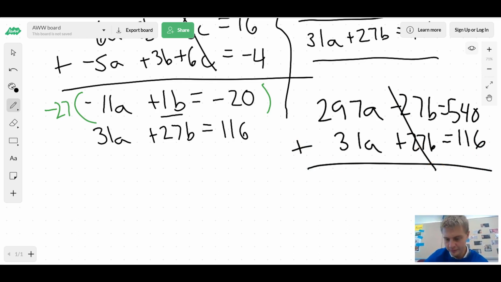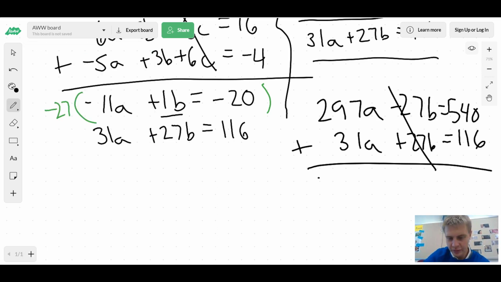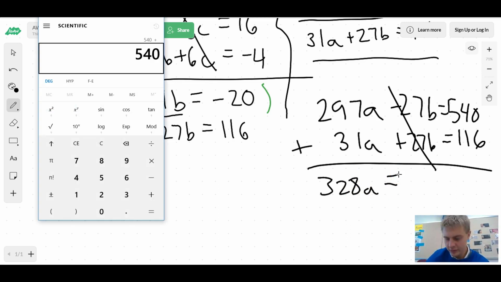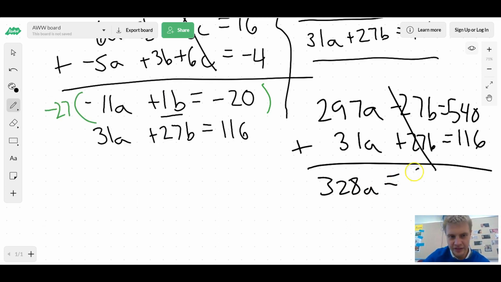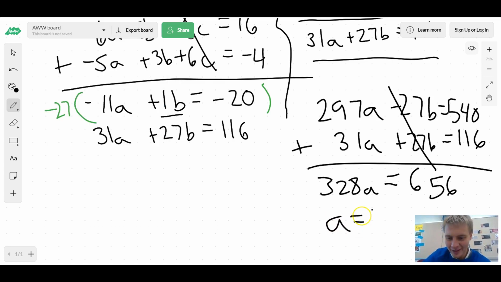That's going to cancel. 297 plus 31 is 328. And 540 plus 116 is 656. And I think that actually did work out nicely. Divide that by 328, and we get a is 2. Huzzah! It came out to be a whole number.